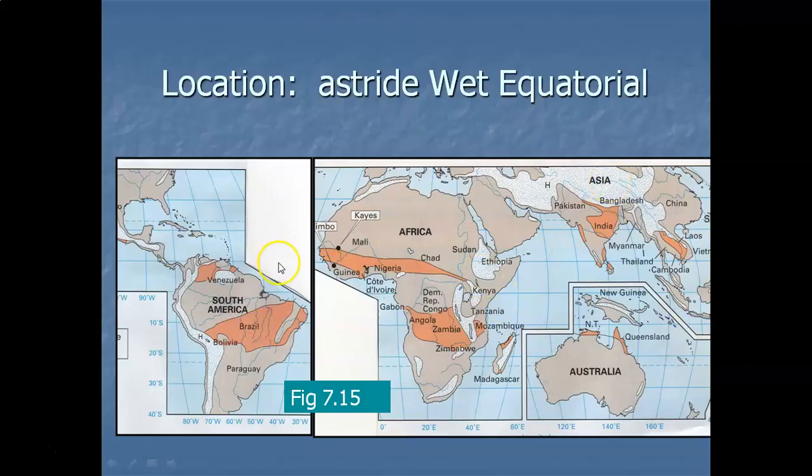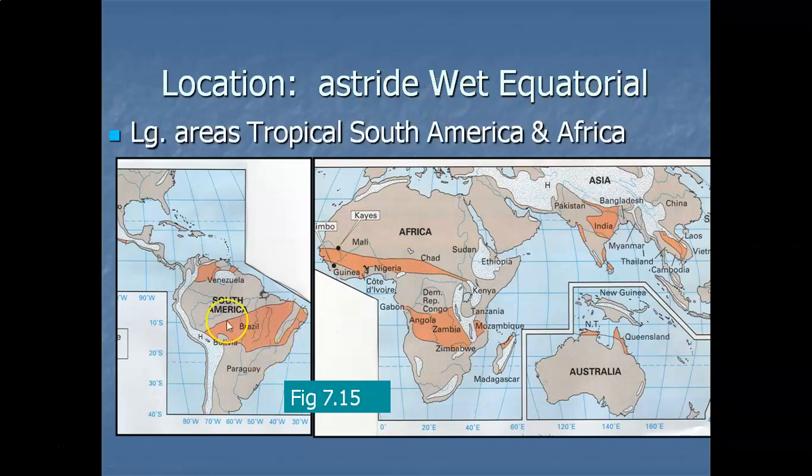Okay, so let's take a look at where you're going to find it. The location is always going to be found astride the wet equatorial. In South America, if this was the Amazon basin, you're always going to find this climate immediately to the north and immediately to the south of the wet equatorial. So it's astride it. And the same thing in Africa. I think here's Timbo, Guinea, where the weather station is.